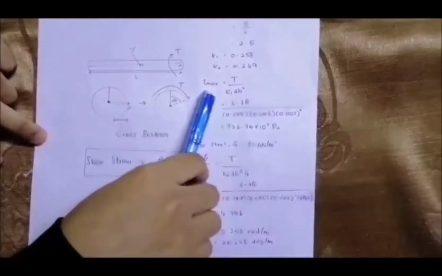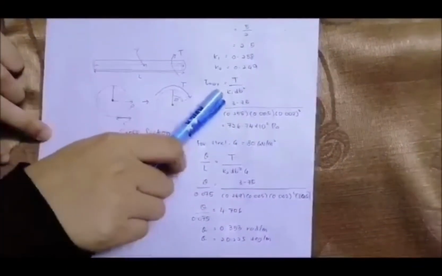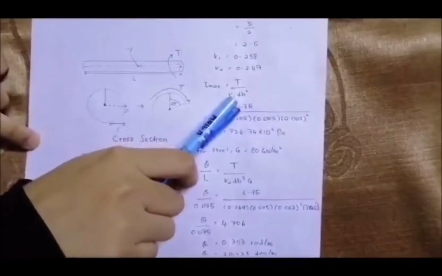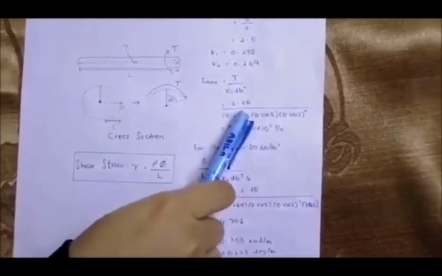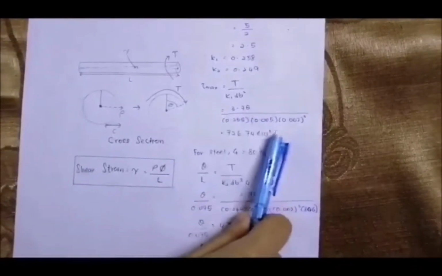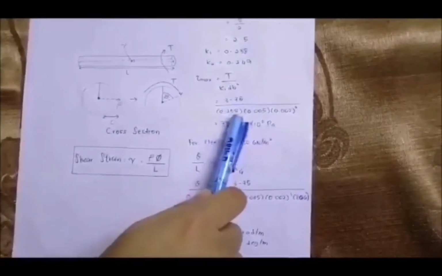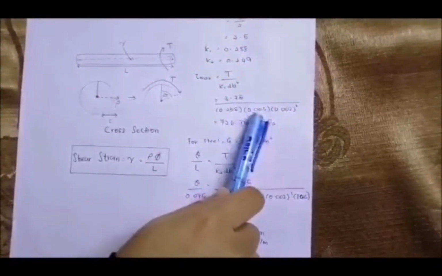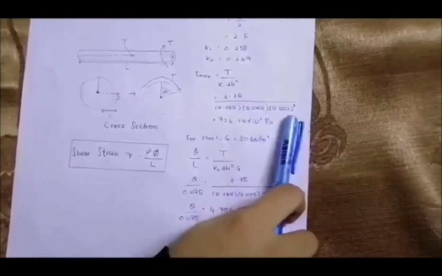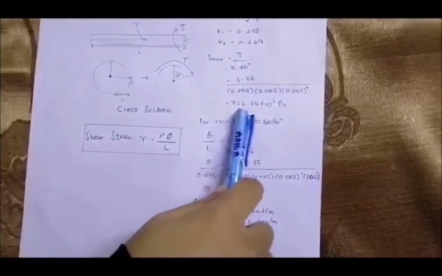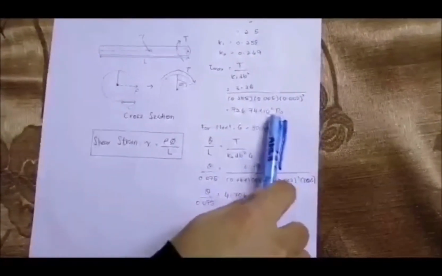Okay. The second, we calculate the shear stress maximum of the rectangular section. The formula is torque over K1 multiplied by dB squared. The value of T is 3.75 divided by 0.258 multiplied by 0.005 and multiplied by 0.002 squared, and we get this answer: 726.74 multiplied by 10 to the power of 6 Pascal.